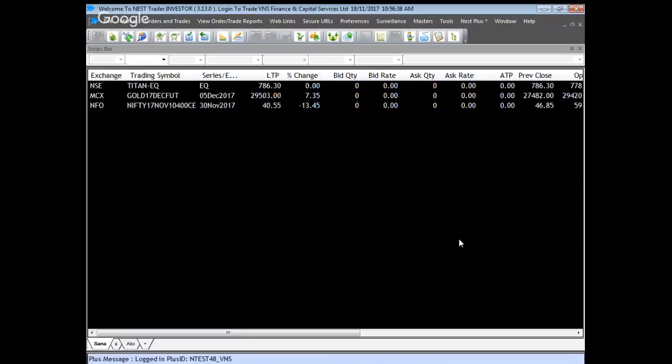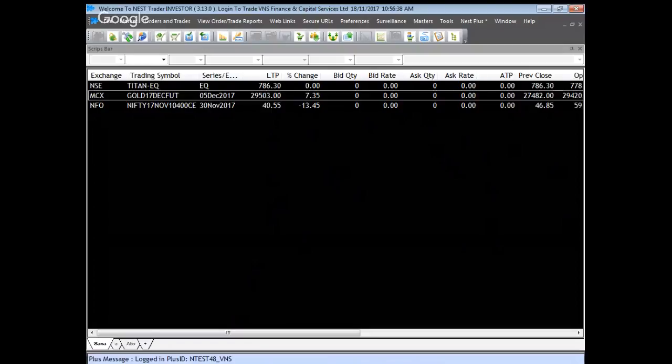So, let's move further and let's see how the cover order window works in the Nest Trader software. To get the cover order window, you have to use Shift F1 from your laptop. So this is the cover order window.